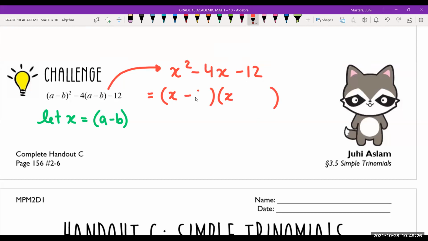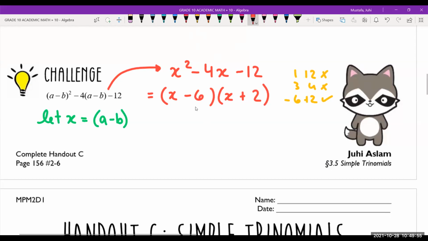Yep, negative 6 and 2. As you get better at these questions, you will probably be able to do it in your head. You won't have to write down all the factors. If you wanted to write down the factors, that's totally fine. It's 1 and 12, 3 and 4, 6 and 2. You basically go through each pair. 1 and 12 will never add to give you negative 4. 3 and 4 will never add to give you negative 4. However, 6 and 2 will if you put negative 6 plus 2.